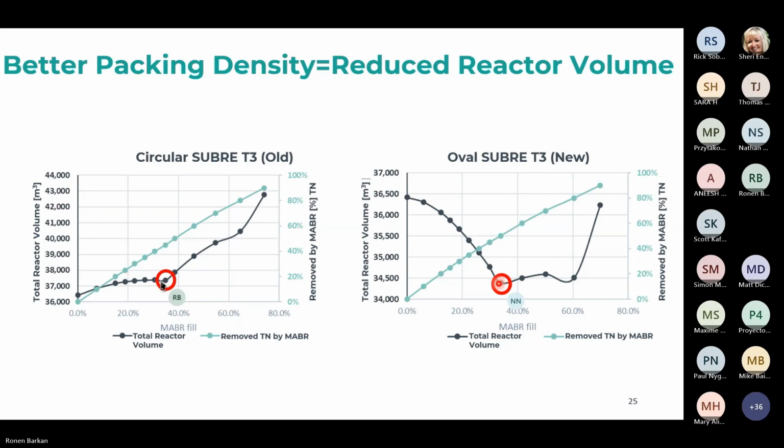Here we are decreasing total volume around 35% fill. We're starting to see that we are maintaining the same volume, more or less, and still getting very efficient total nitrogen performance. And the contribution of the MABR is more significant. And now, just at 60% fill, you start to increase the total volume.